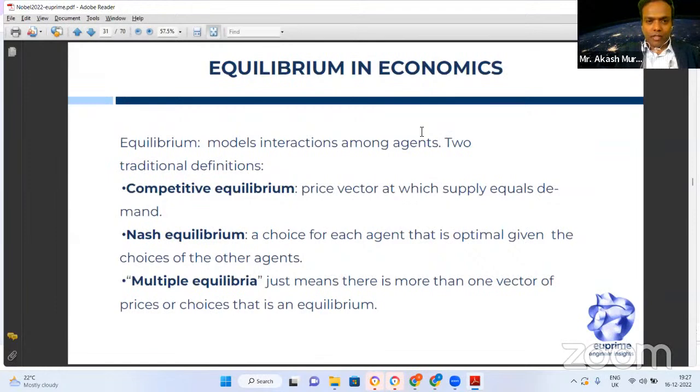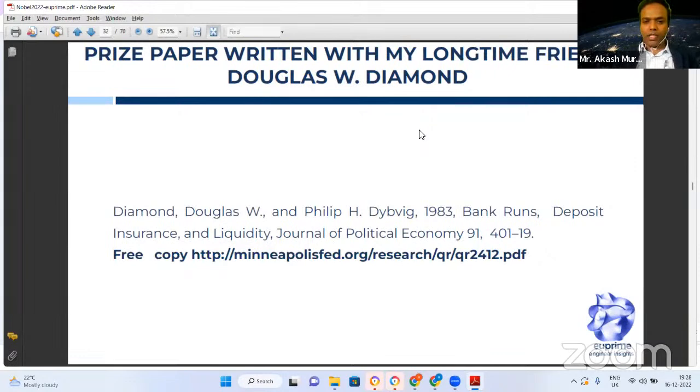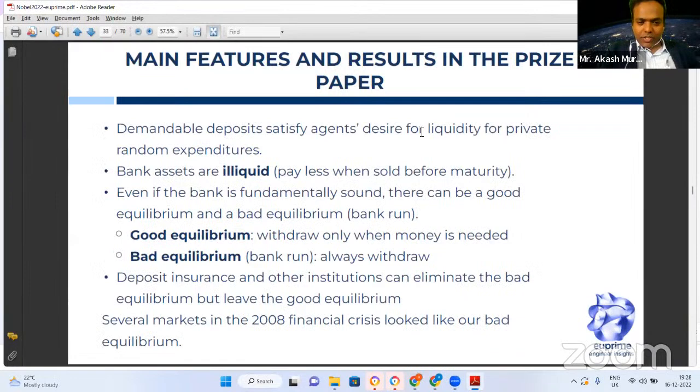The price at which supply and demand are equal is the competitive equilibrium, and Nash equilibrium is essentially a choice for which an agent is optimal given the choices of other agents. This is the model for which these people won the prize, a paper they wrote in '83, called the Diamond-Dybvig model. I'll just get into the basics of it and explain the broad layout.